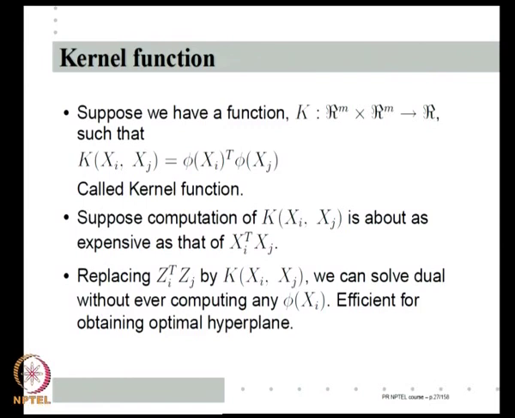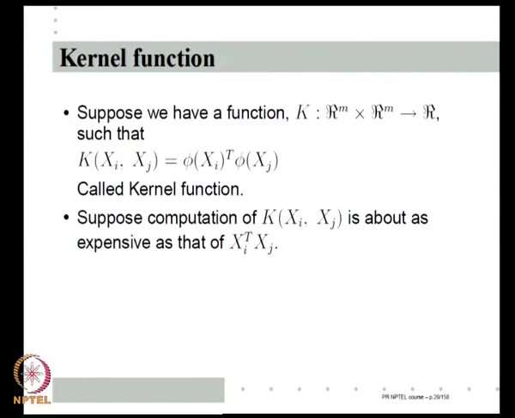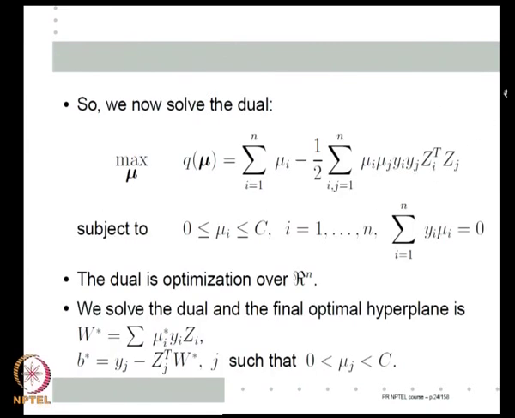Now, what happens after I solve the dual? After I solve the dual, I have obtained W star. So, even though in the dual I can replace zi transpose zj by k of xi, xj, ultimately W star lives in the m prime dimensional space.